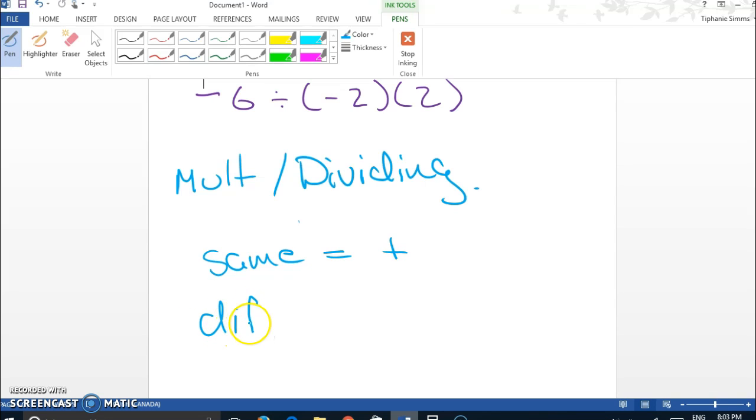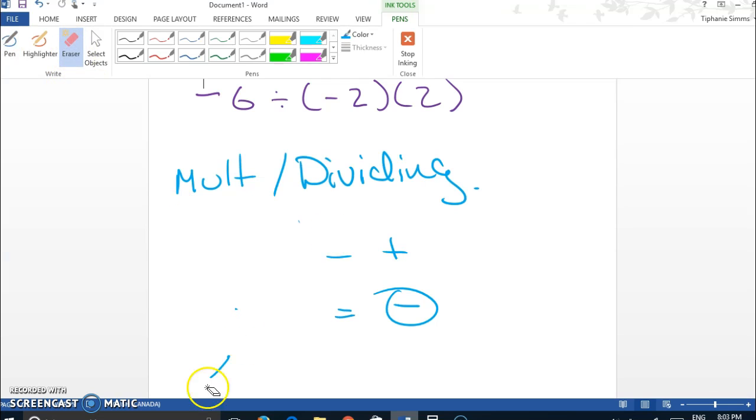Different equals negative. If you're going to multiply a positive and a negative, or a negative times a positive, doesn't matter which, doesn't matter the order, you're going to get a negative answer. Okay, so the same as positive, difference, negative.